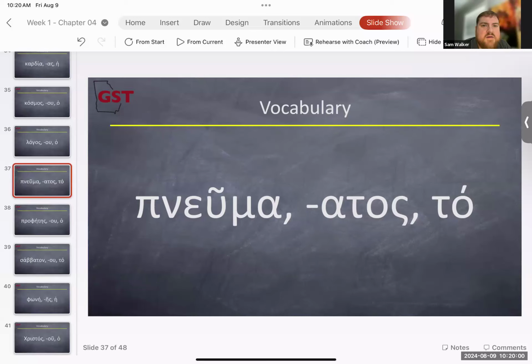Pneuma. Okay. Is epsilon upsilon two different vowels or a diphthong? Well, it ends in an upsilon, so it would be a diphthong. Yeah, the epsilon upsilon is a diphthong. You notice the circumflex over it, right? So how would you say it?